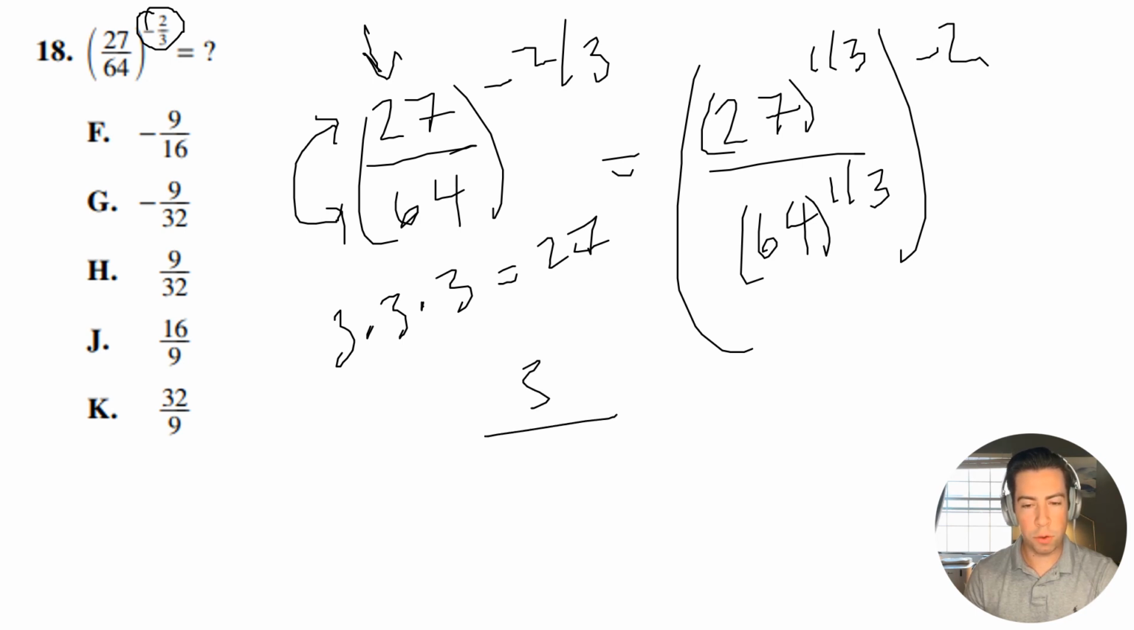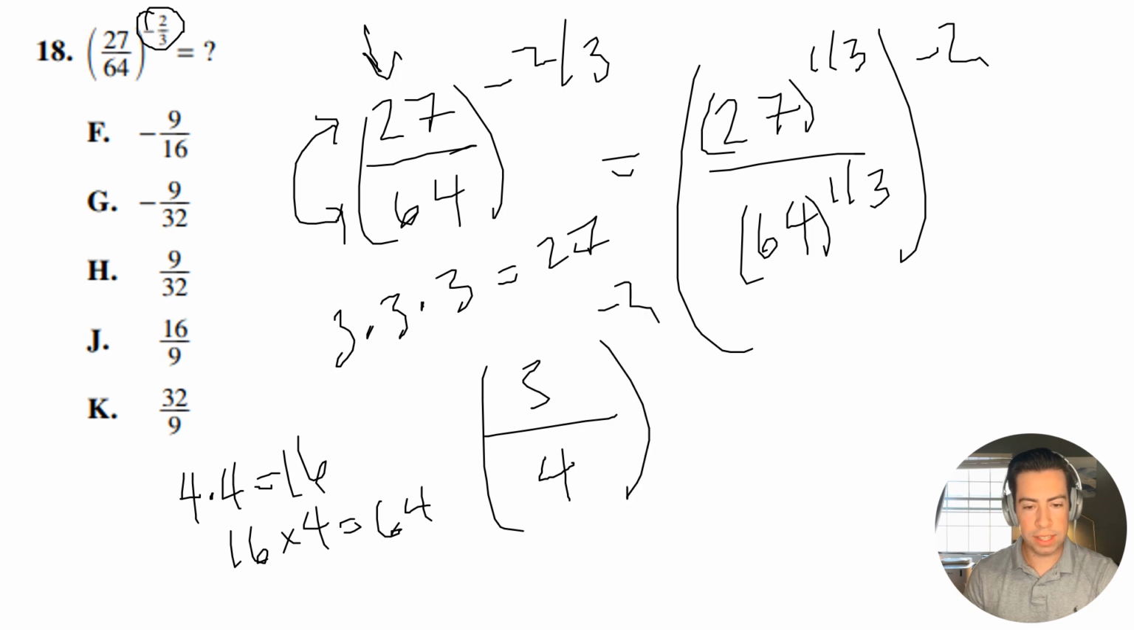Now, guys, what is 64 to the 1/3 power? Again, you might have to do a little bit of thinking here. Sometimes it's helpful to memorize it, but if we think about it, we know that 4 times 4 is going to be 16, right? And then 16 times 4, that is going to be 64. So therefore, 64 to the 1/3 is going to be 4.